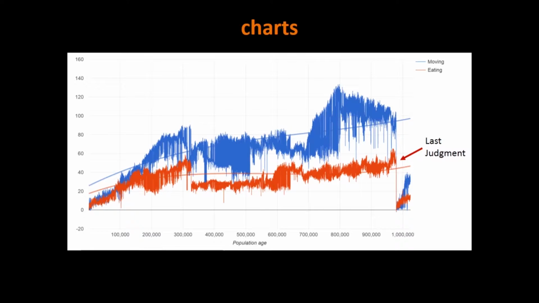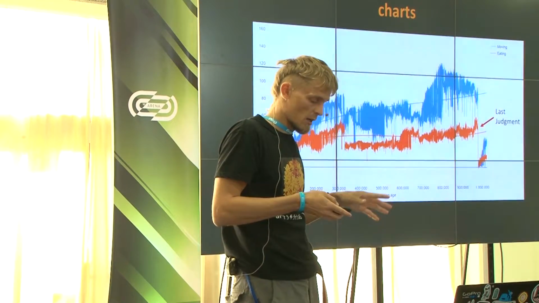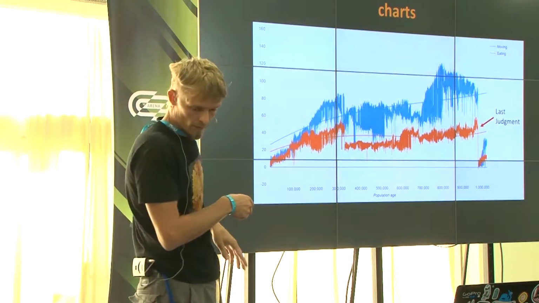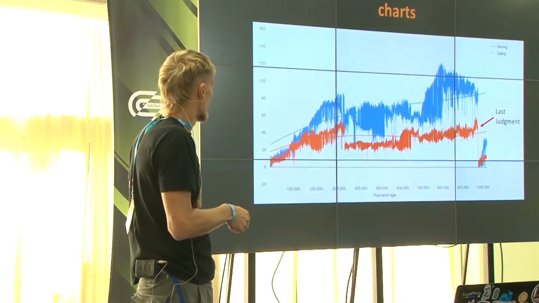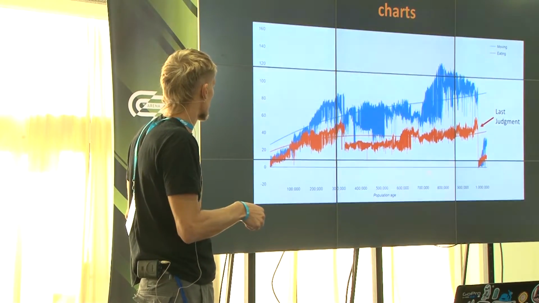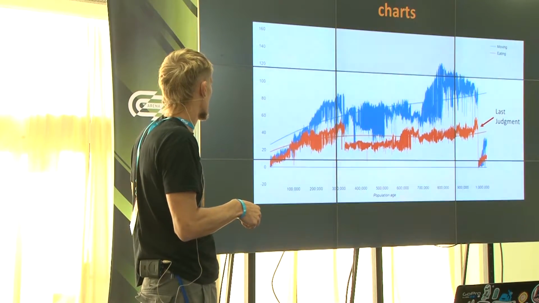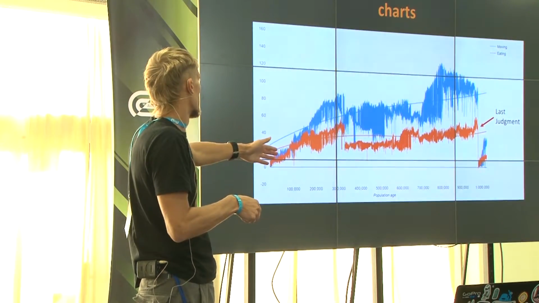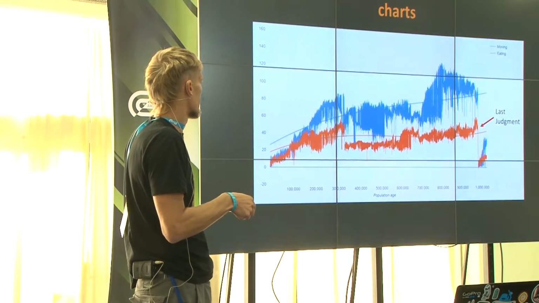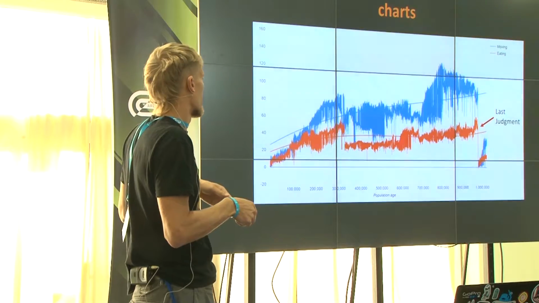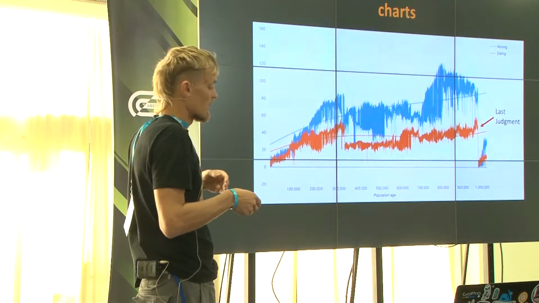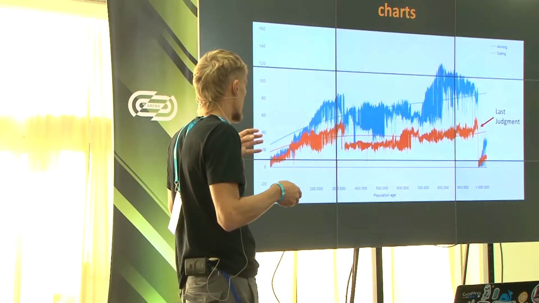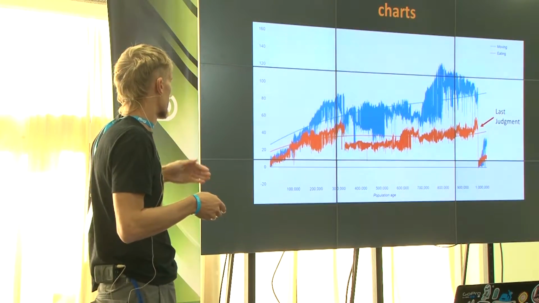So these are charts. This is real data from one week of work in this application. As you can see, the green one is moving and the red one is eating. Population age means that this is something like time. So here is a last judgment. All organisms died at that time. But it's important that the trend goes up. It means that the amount of eating and amount of moving were increased through the time.